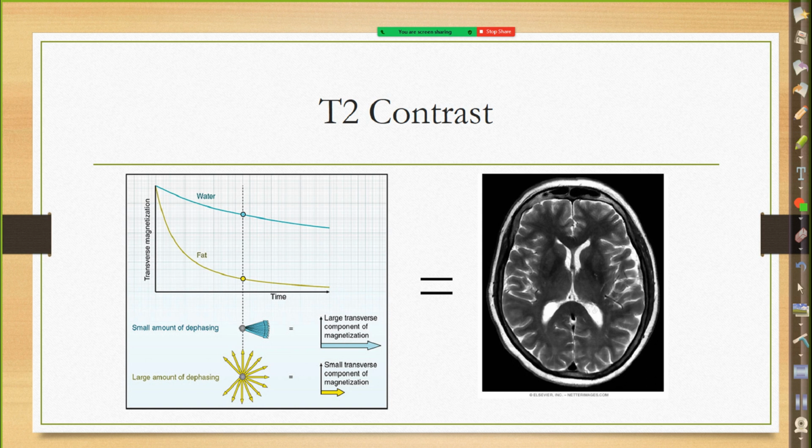Find the fluid on every image, and if it's bright or dark or grayish, you'll be able to determine what type of weighting it is. And we'll get to weighting here in a little bit. But thus far, with this T2 contrast, just remember, water decays a lot slower than fat, so it will appear brighter on a T2 image.